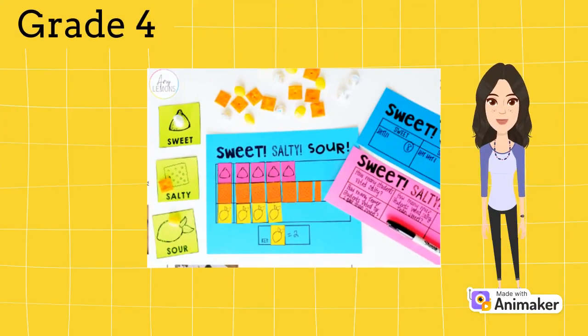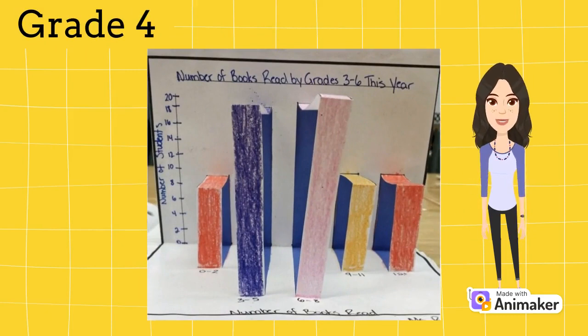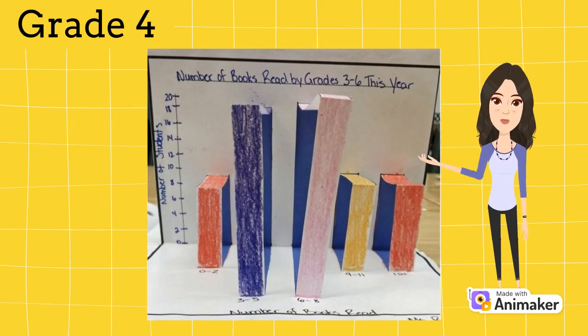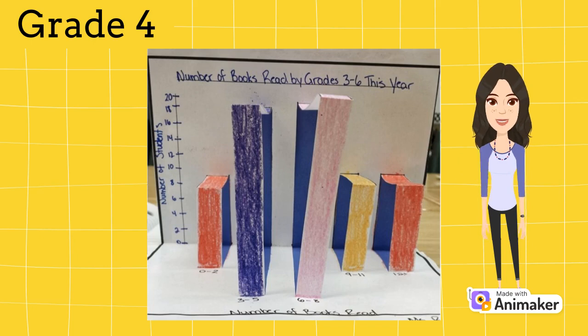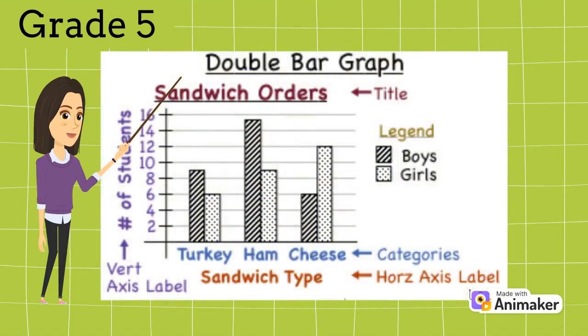By grade 4, students will be using many-to-one correspondence when creating graphs. Along with bar graphs, students will be creating and interpreting pictographs as well. Grade 5 is the first year that students begin to work with both first and second-hand data. They are expected to create their own double bar graphs and examine them to find answers to given questions. They also need to know all the attributes of different types of bar graphs.